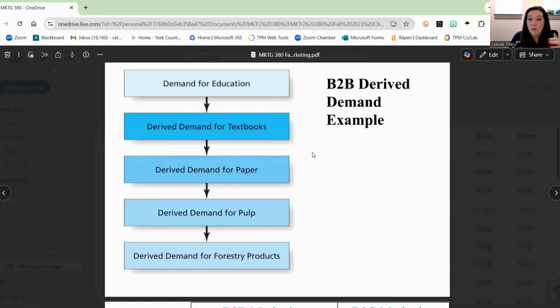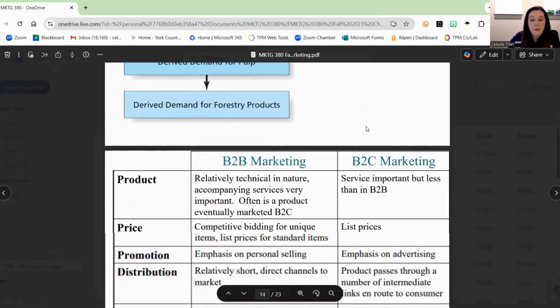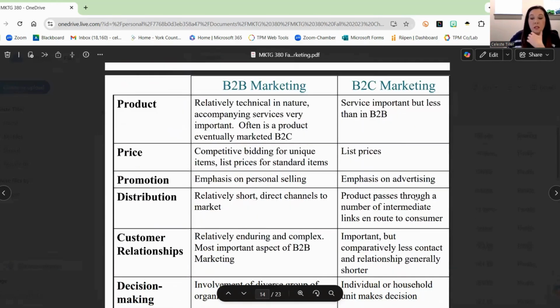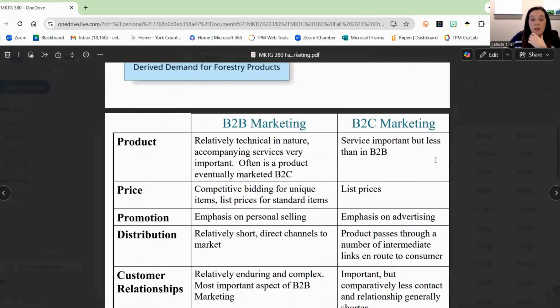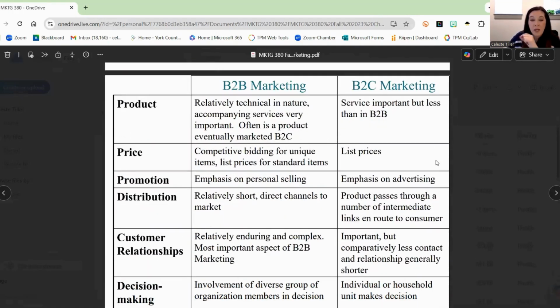That derives the demand for pulp, which comes from trees that are being torn down when they grind that up, which then has a demand for forestry products. So this could be a controversial example depending on how we feel about paper and trees and all those things. But it just gives you an idea of how a lot of this stuff starts and flows.